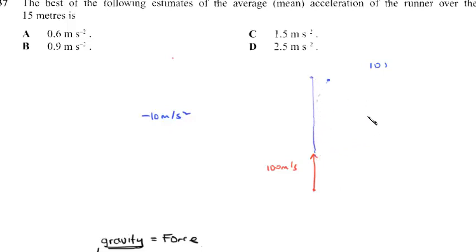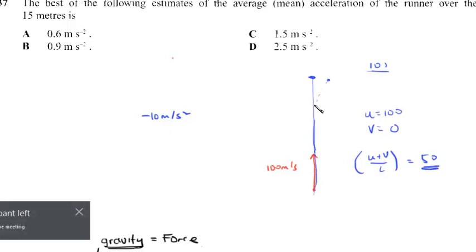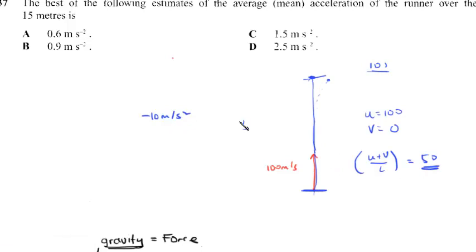So the initial velocity is 100. Final velocity when it reaches the top is 0. So average velocity is u plus v over 2, which is equal to 50, right? So you can multiply 50 by 10, and you get 500 meters for this one. That's exactly right.